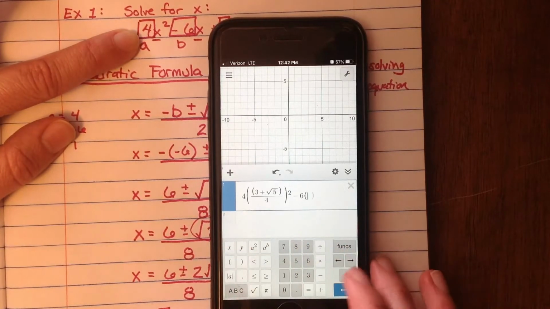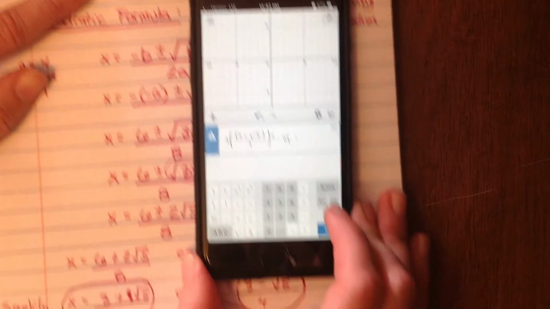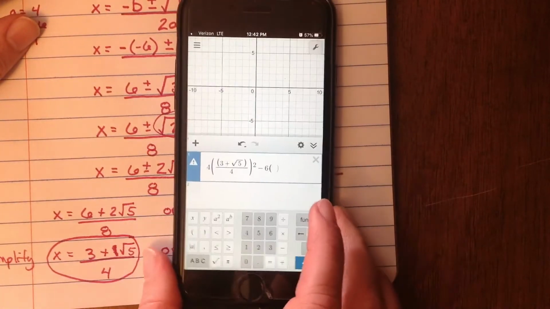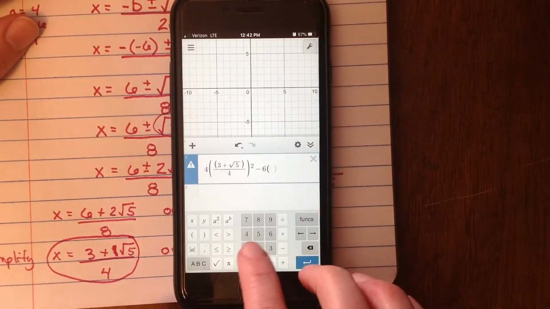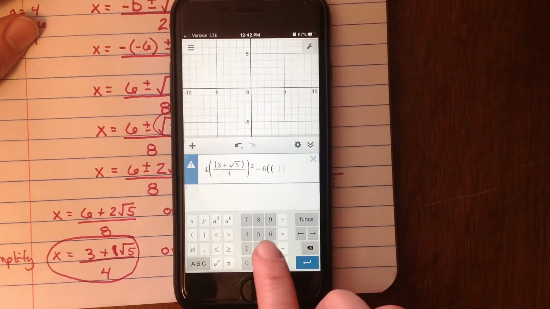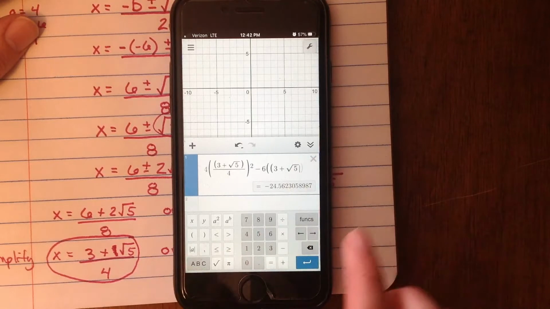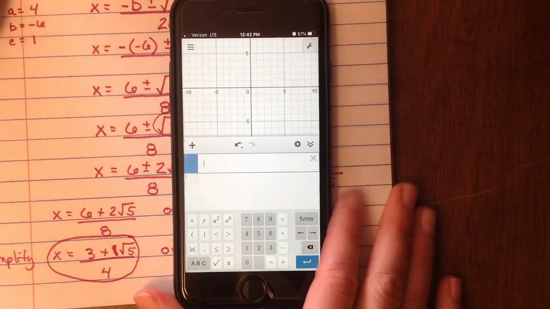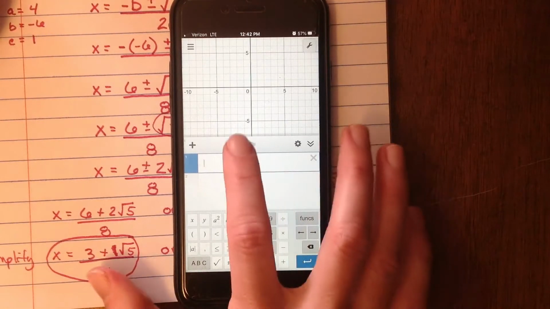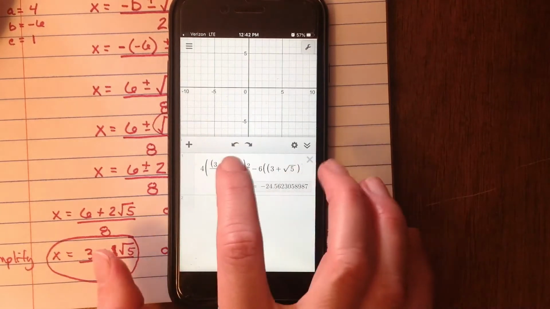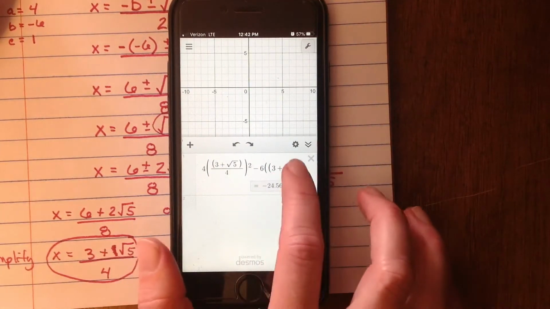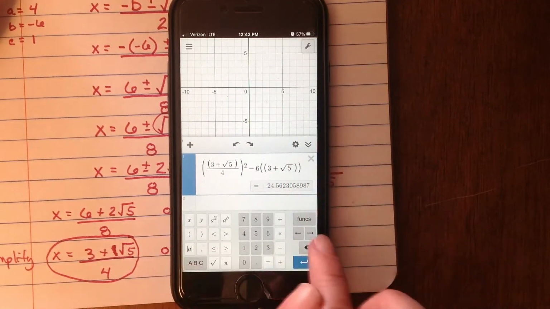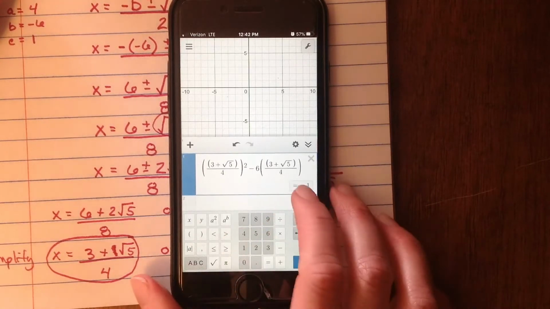And then again in parentheses, my x value, which I'm saying is 3 plus the square root of 5. Again, I'm going to have to put a second set of parentheses here. 3 plus the square root of 5. And then outside, y'all, I just deleted that whole thing. Can I undo? Oh, good. Oh, that's what that undo button is for. That whole thing over 4.